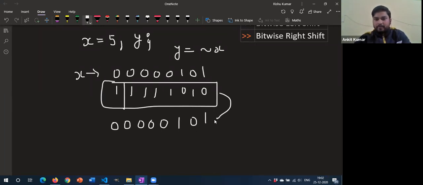Just take the complement of this. Wherever you see 0, convert it to 1. Wherever 1, convert it to 0. We are doing it for the second time. Okay. Now, in order to understand that number, what is that number? See, the most significant bit is 1.